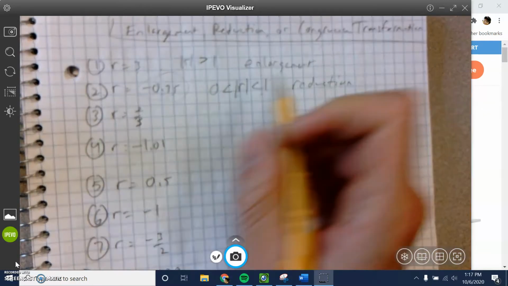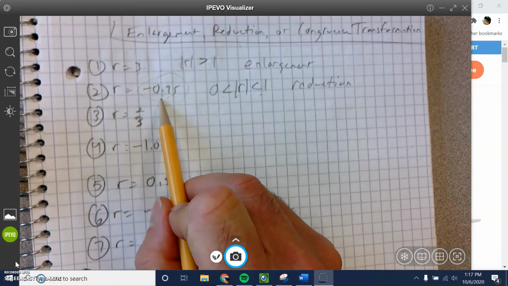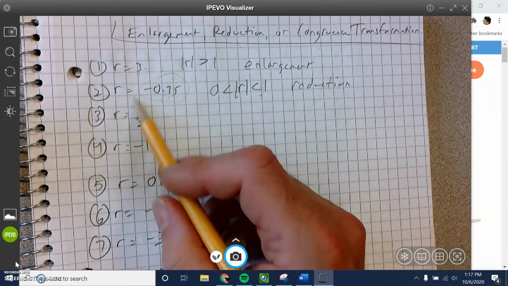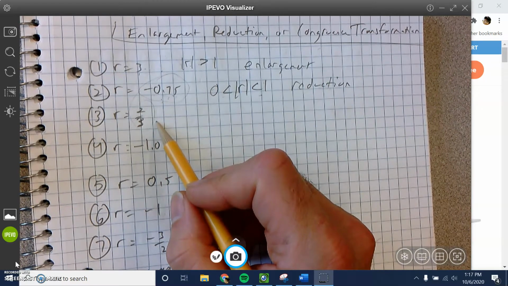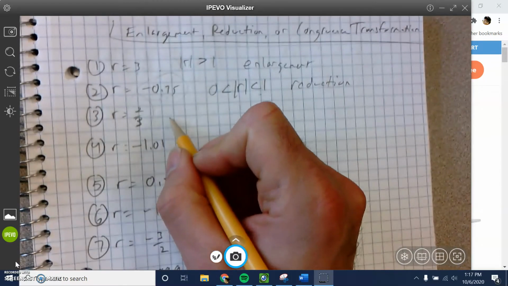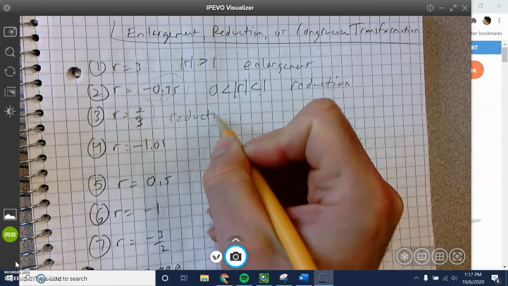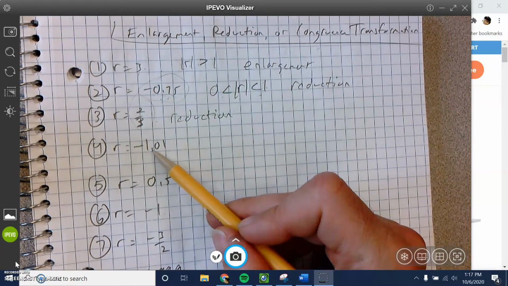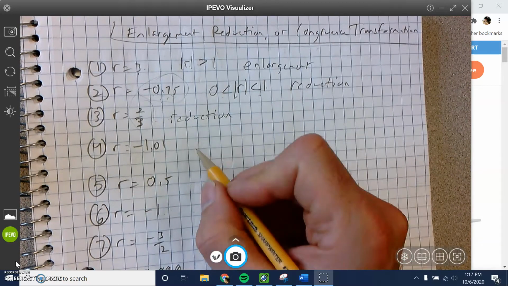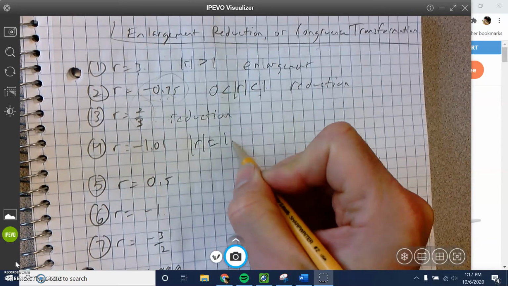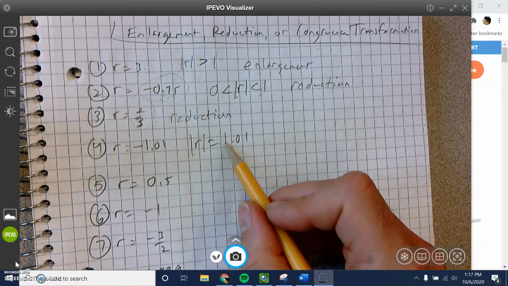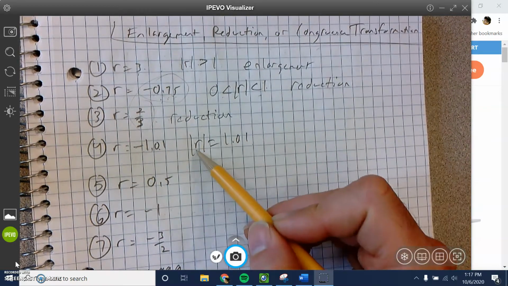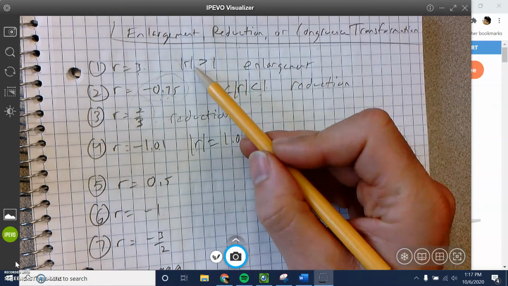So the shape is going to be reduced by 3/4 the size, if I have a scale factor like this. How about this one? What do you think this is going to be? Yeah, this is a reduction. All right, last one, and then you're going to do it on your own. The absolute value of this is 1.01, because negative 1.01 is 1.01 spaces away from 0. So that is greater than 1.